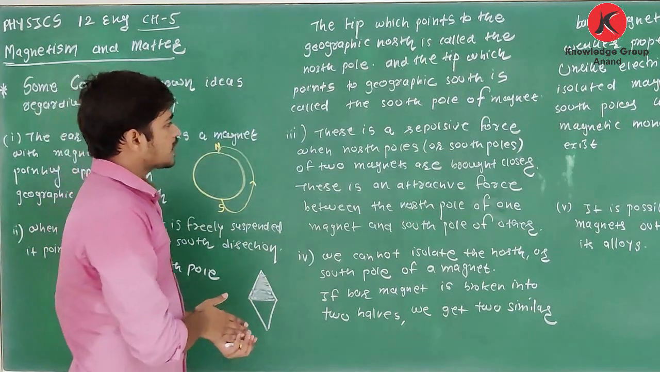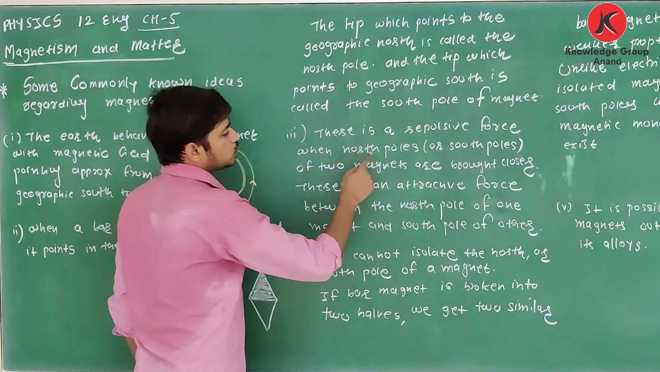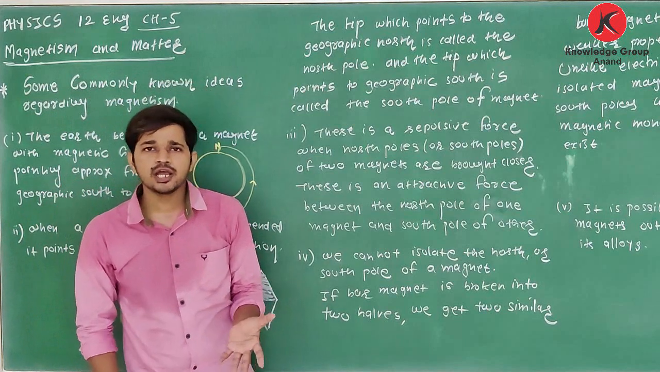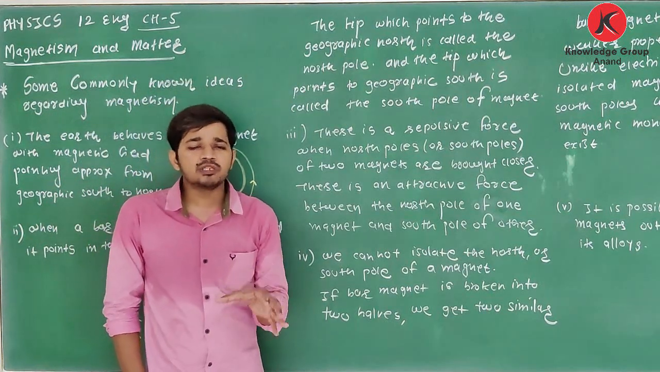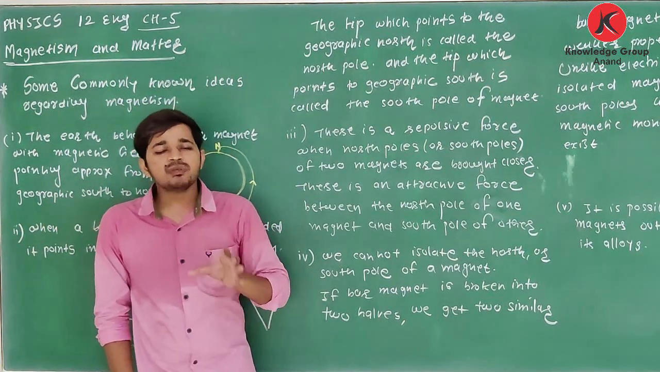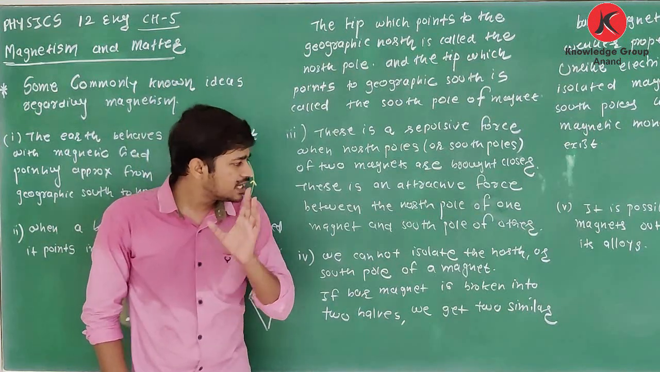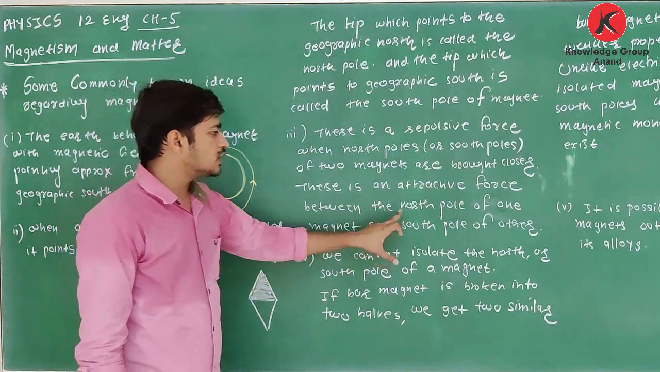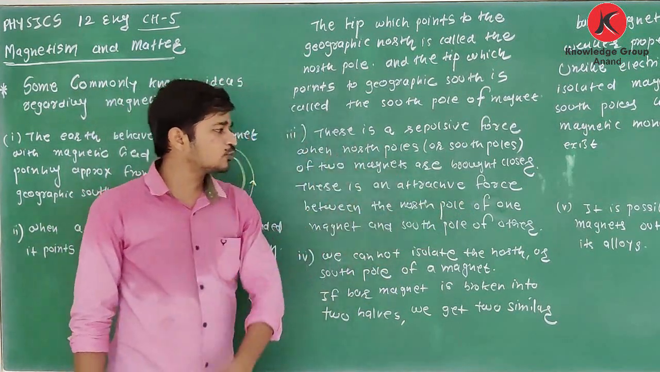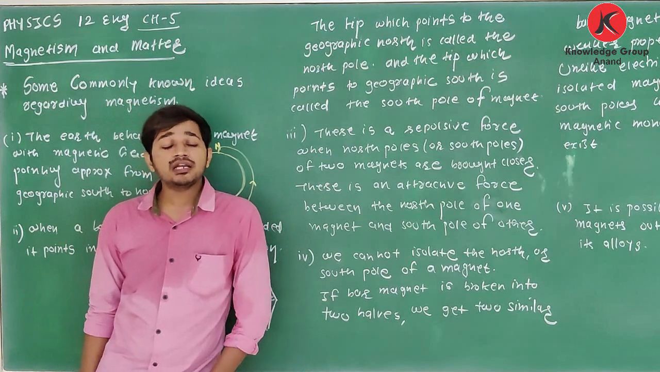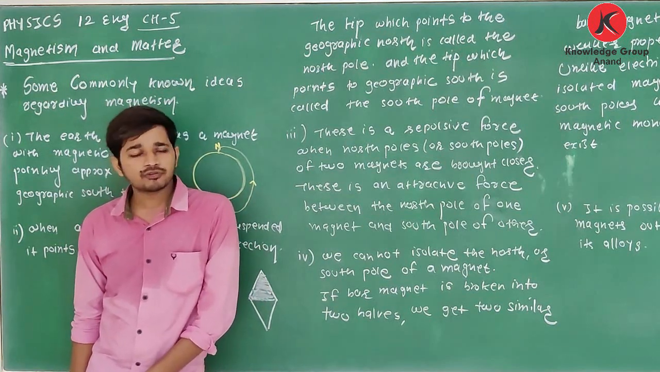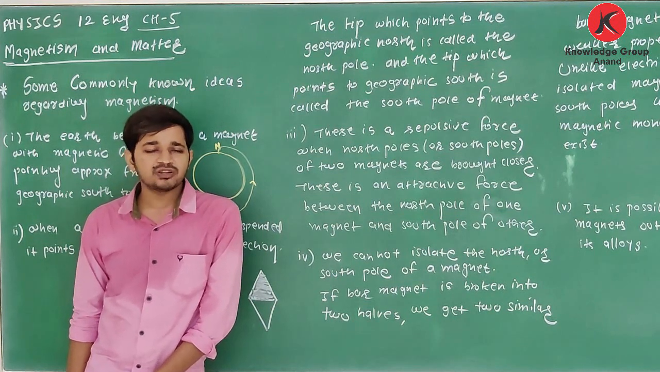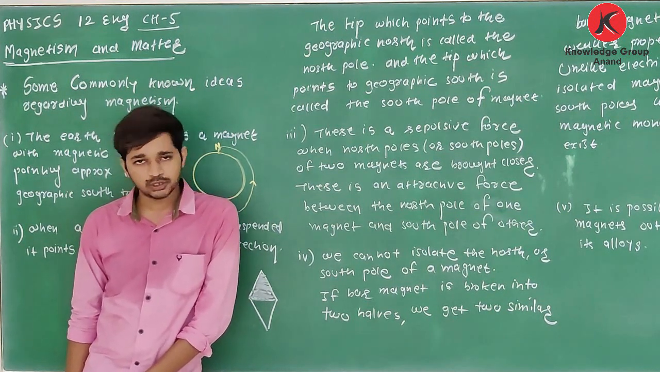Third point is, there is a repulsive force when two north poles or two south poles of two magnets are brought closer. We know that between two like poles there is a repulsive force. But there is an attractive force between the north pole of one magnet and the south pole of the other, meaning between two unlike poles there is an attractive force.